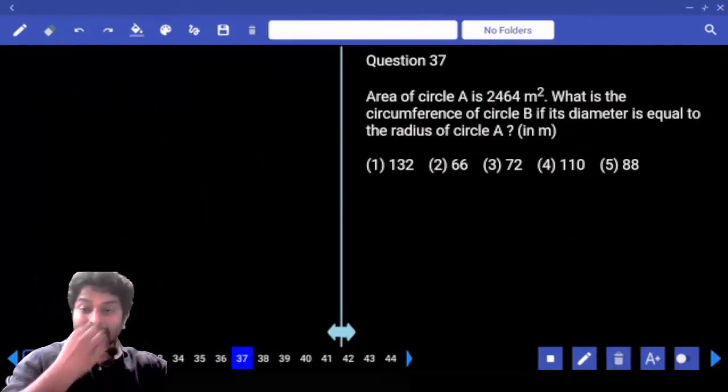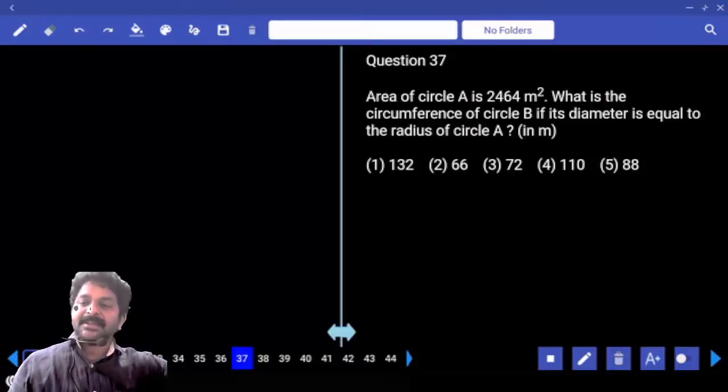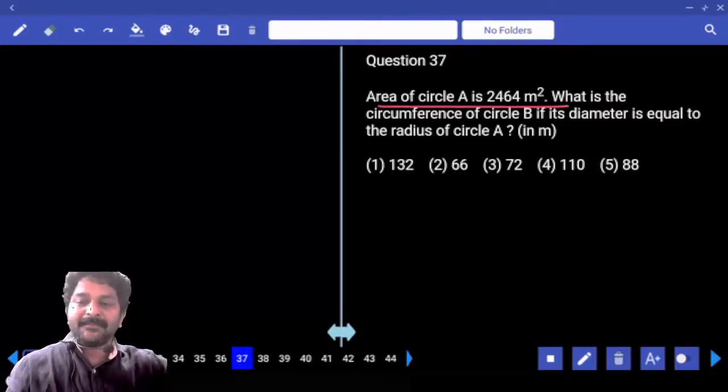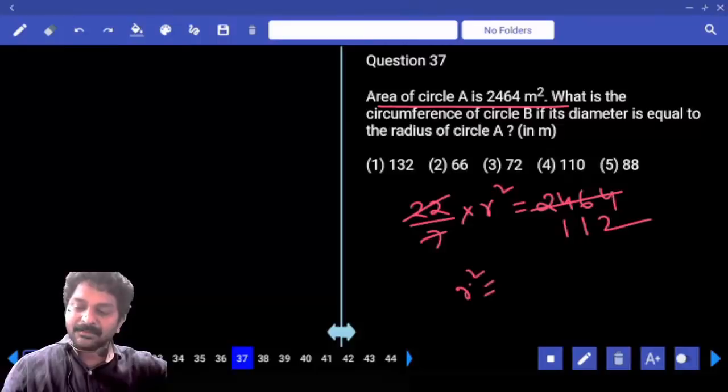Done. Next, area of circle A is 2464 square meters. What is the circumference of circle B, if its diameter is equal to the radius of circle A? Right. So, circle A, area is mentioned: pi r square, pi is 22 by 7, r square is 2464, cancellation with 22, come on. Once, again 2 times. So, r square is equal to 7 into 112.